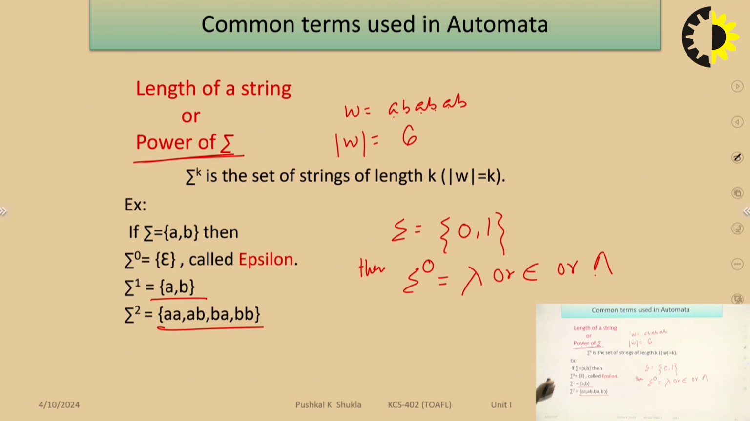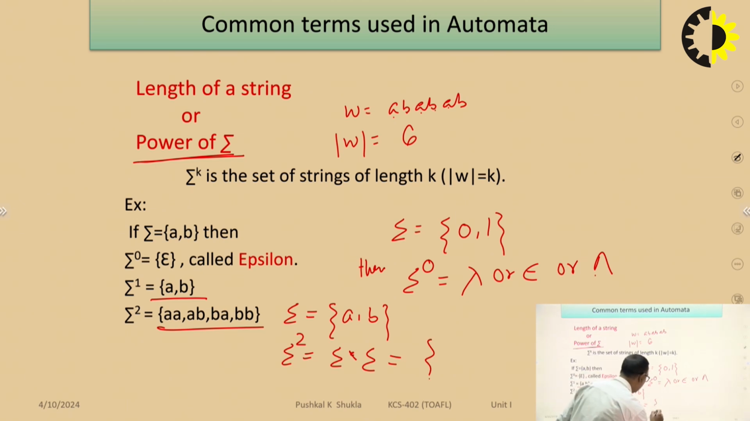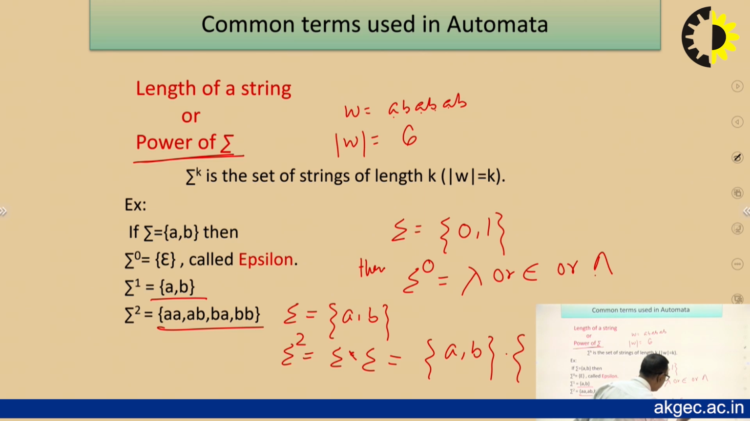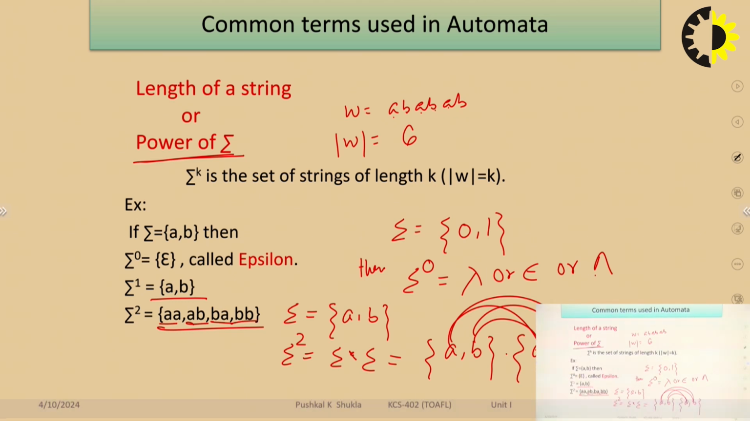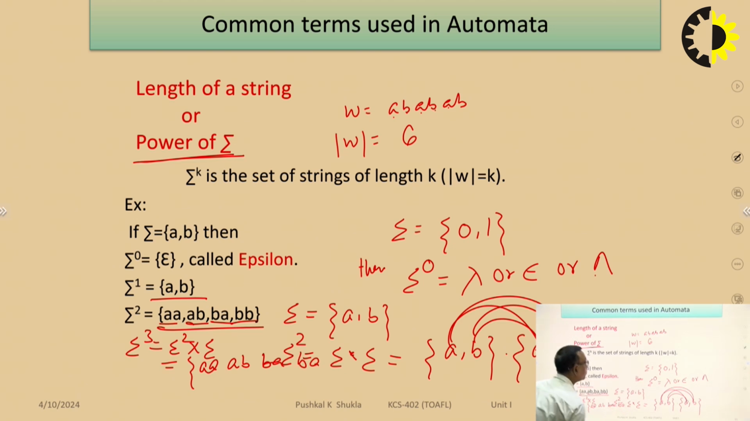How can sigma to the power 2 come? Suppose sigma equal to {A, B}. Then sigma to the power 2 will be sigma dot sigma. So this will be {A, B} dot {A, B}, giving AA, AB, BA and BB. This way we can compute. Sigma to the power 3 will be sigma square into sigma.